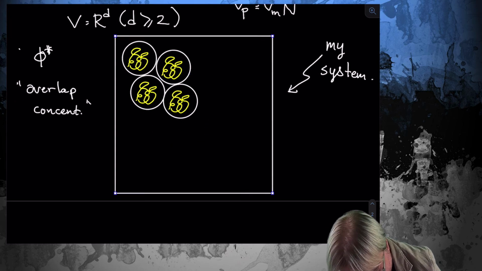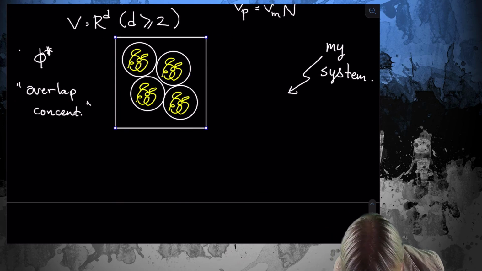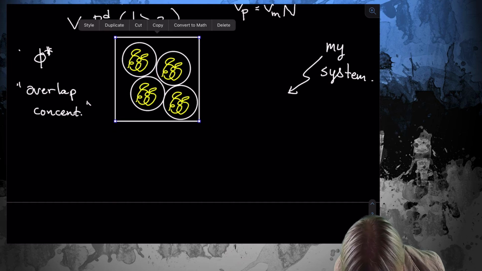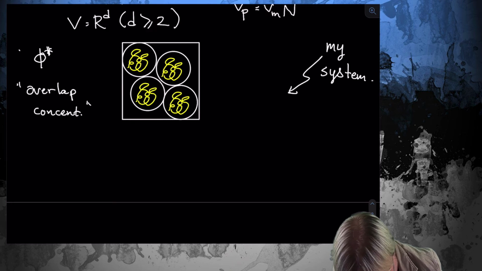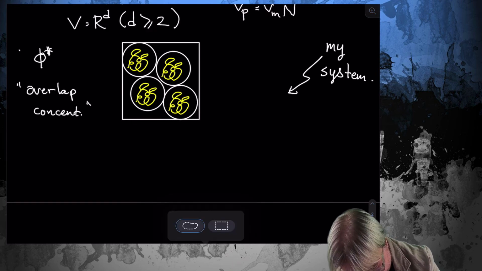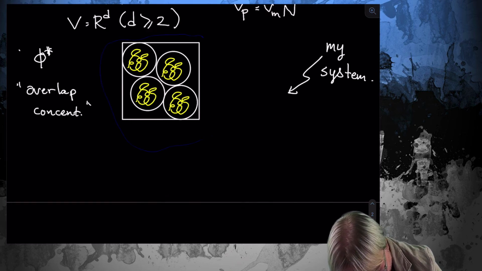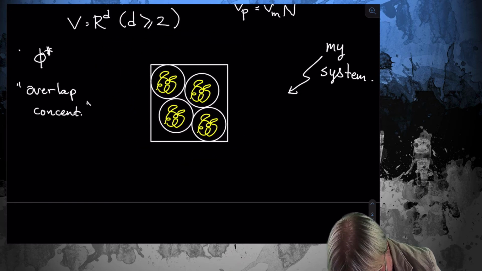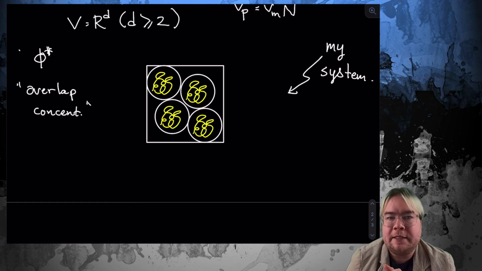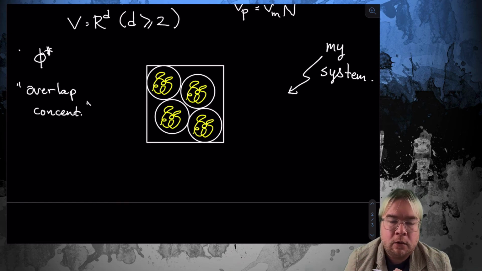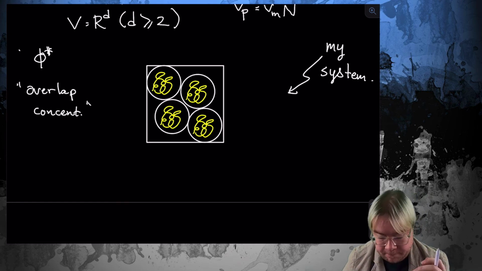In fact, I don't want to keep pasting them. So I'll shrink my system down to something like this. All right, come on, a little smaller. There we go. Okay, so now I've got this system. So this is concentrated. And this is the point that I'm looking at. This is the point where things are starting to overlap. And this is going to tell us when the monomers will start to interact with each other.